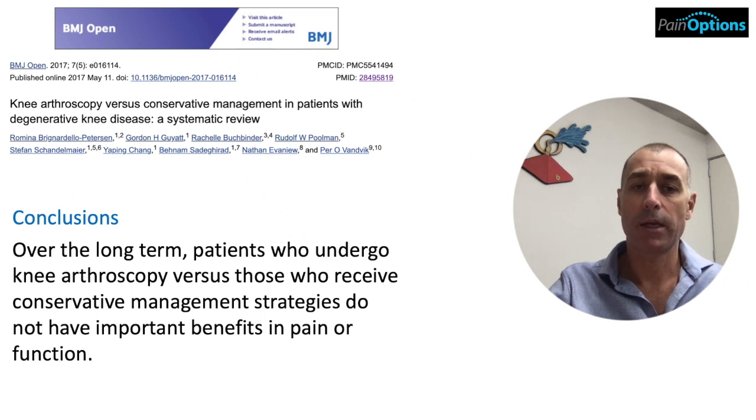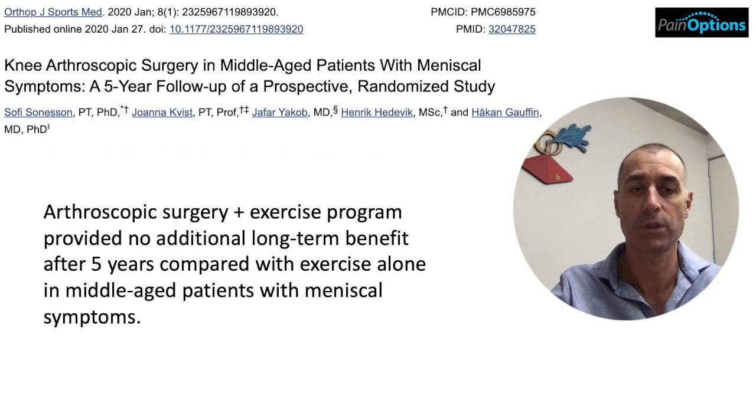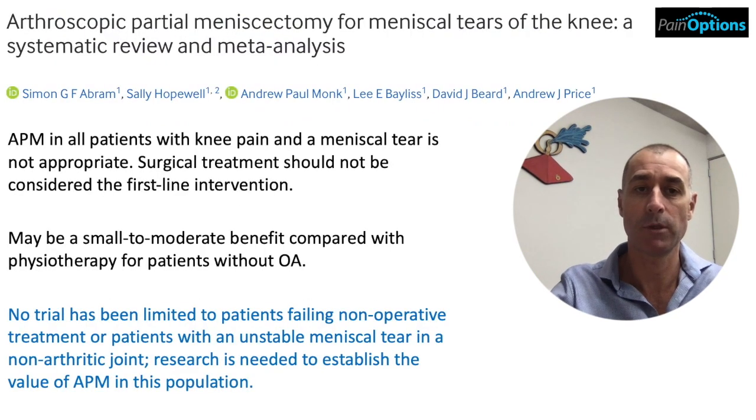This is a study comparing arthroscopy versus conservative management with degenerative knee OA. Over the long term, patients who have arthroscopy versus those who receive conservative management do not have important benefits in pain or function. So again, that's reinforcing that. This one, knee arthroscopic surgery, middle-aged for meniscal symptoms, 5-year follow-up. Arthroscopy plus exercise provided no additional long-term benefit after 5 years compared with exercise alone. So there's strong evidence here, and these are important messages to share with patients and the general public around what the strength of evidence is at the moment.